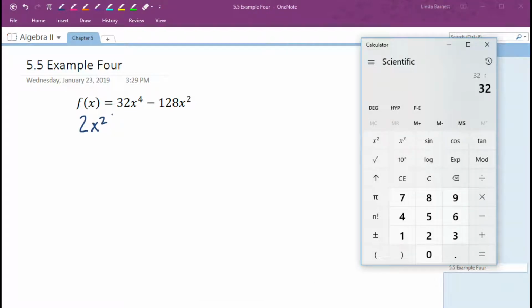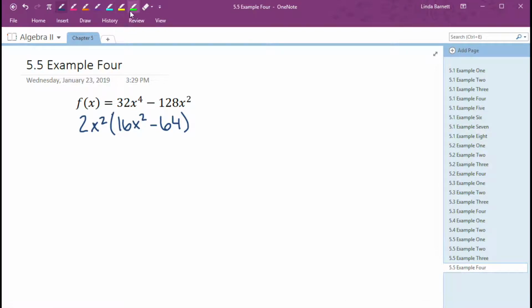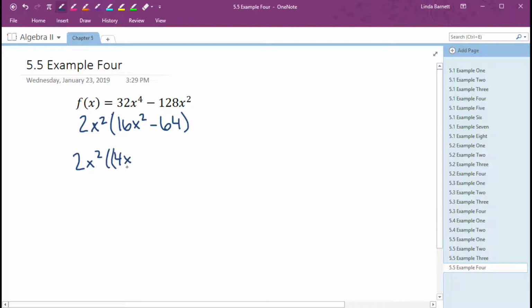32 divided by 2 is 16. That looks good. 128 divided by 2 is 64. I think that's going to be good. So that's going to leave us with 16x squared minus 64. This isn't done being factored yet because it's a difference of squares. Right here I have 4x being squared, and I also have 8 being squared. 8 times 8 is 64.